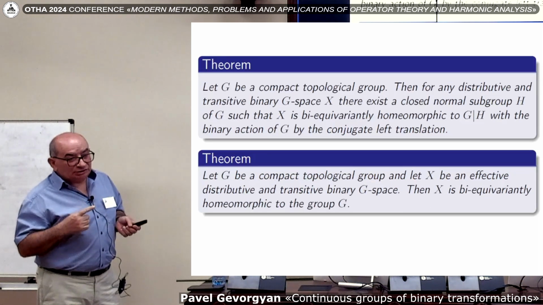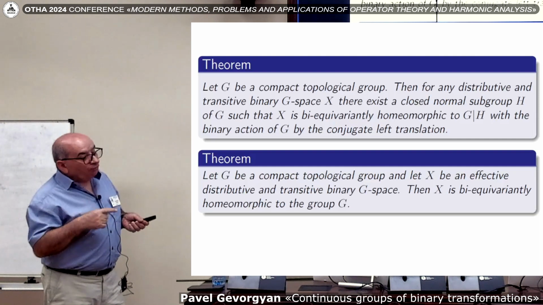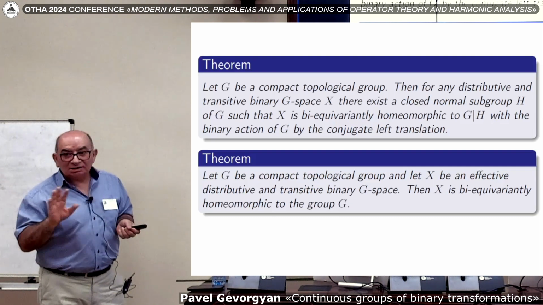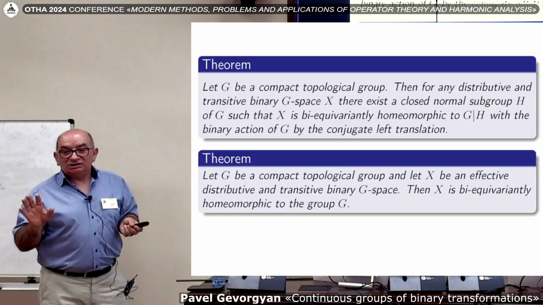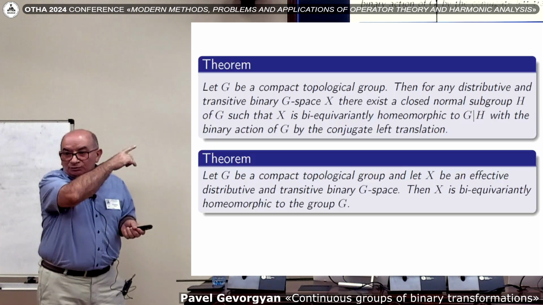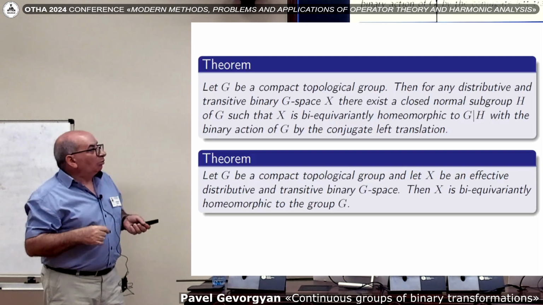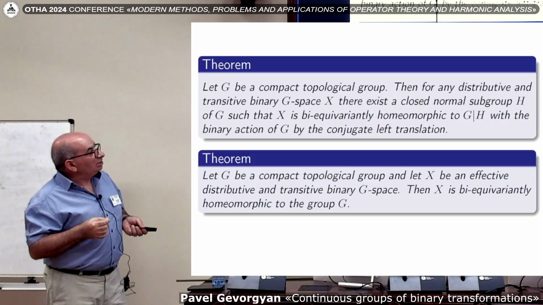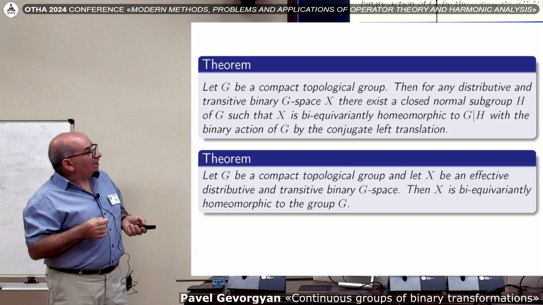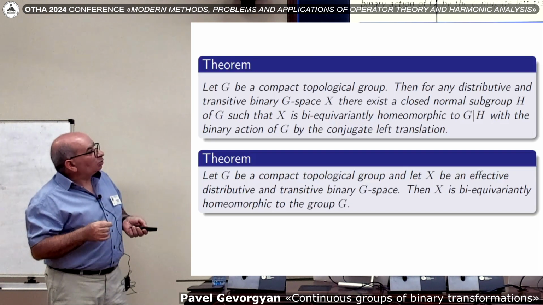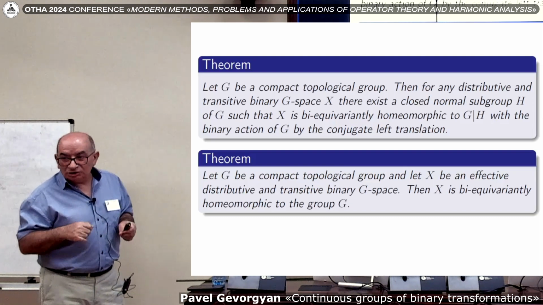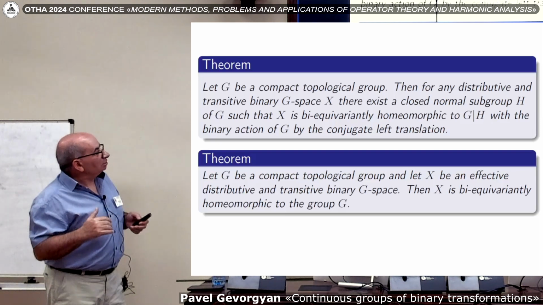The following theorem shows that in the class of all distributive binary G spaces, there are no other transitive binary G spaces except the previous GH. More exactly, let G be a compact topological group, then for any distributive and transitive binary G space X, there exists a closed normal subgroup H of G such that X is bi-equivariantly homeomorphic to GH with the binary action of G by conjugate left translation.